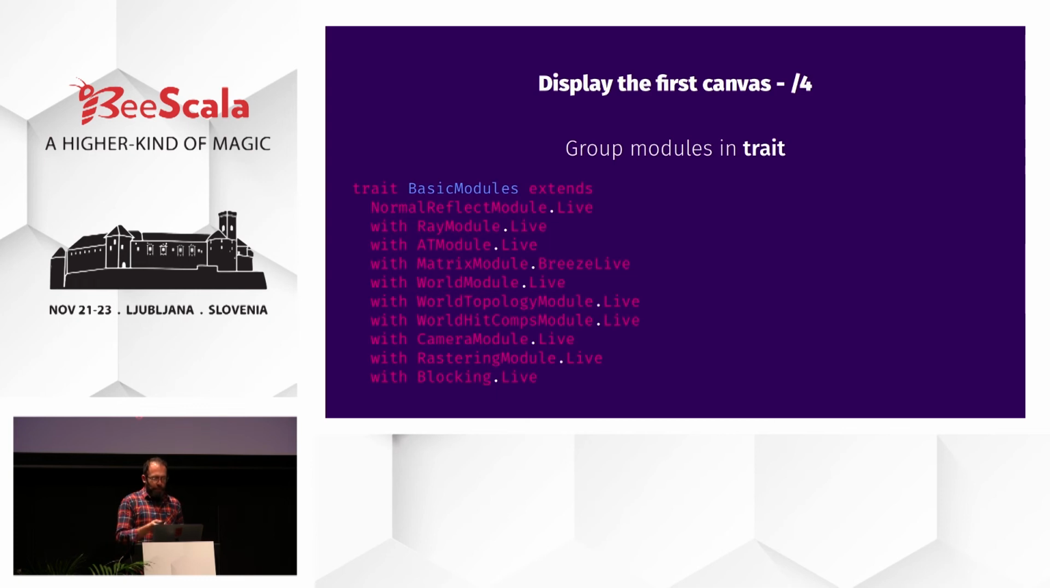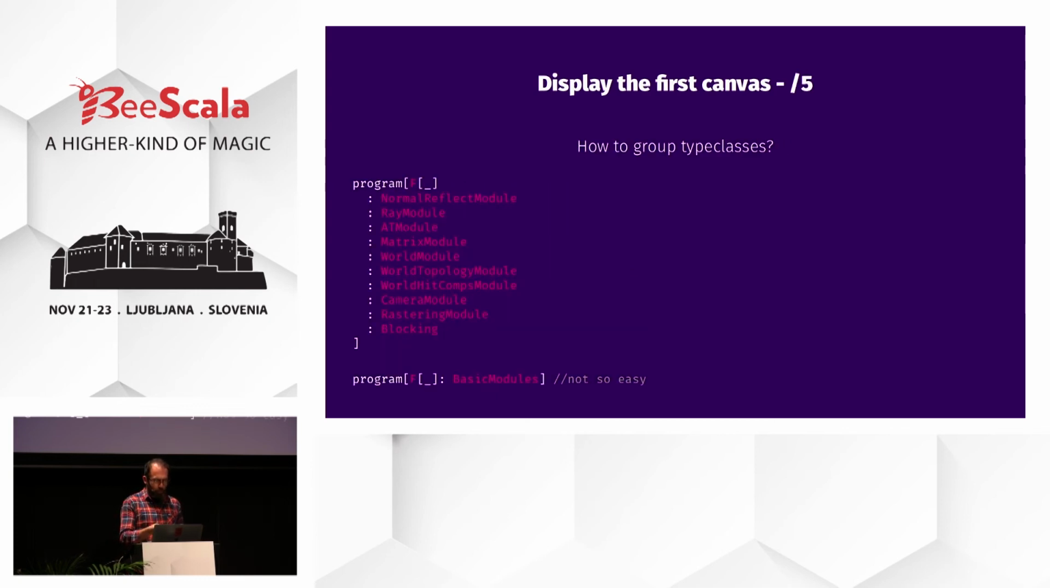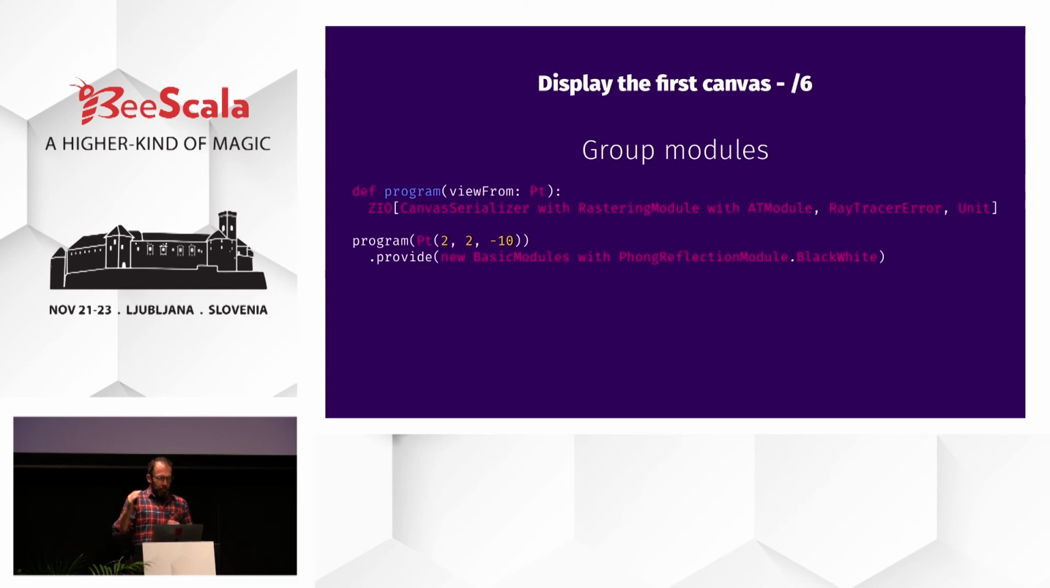Now, if we compare this with what we would have with a tagless final approach, we could have followed the same thing and build an application in tagless final. Having this grouping of dependency together is basically impossible in a tagless final approach. So once we have grouped the basic dependencies, we can leave the possibility to change the dependencies only of the remaining modules. In this case, we want to just leave the freedom to change the Phong reflection module. And here we just put the black and white implementation we defined before.